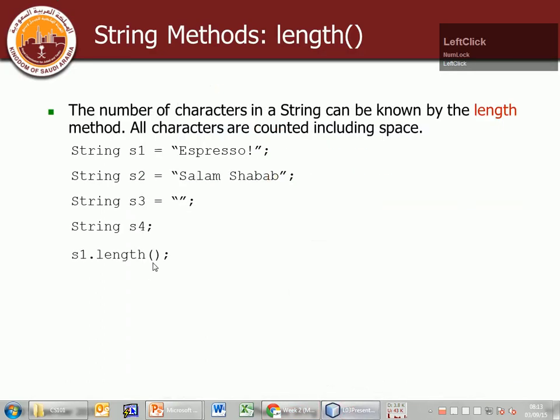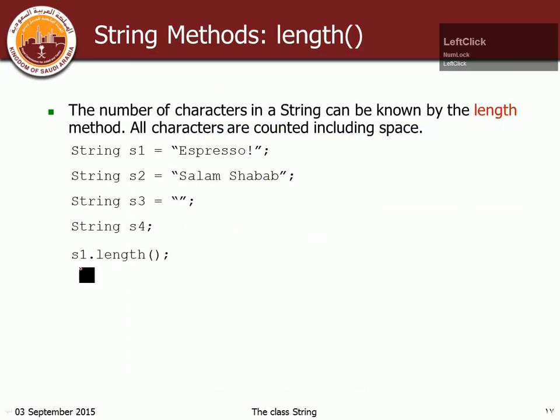Okay, so this is what it means. It means 0. So now I have s1.length. How many characters are in this s1? If you count 1, 2, 3, 4, 5, 6, 7, 8, I need to count this one as well. So it's 9. I don't just stop at the letters. It's any character. Same thing for Shabab.